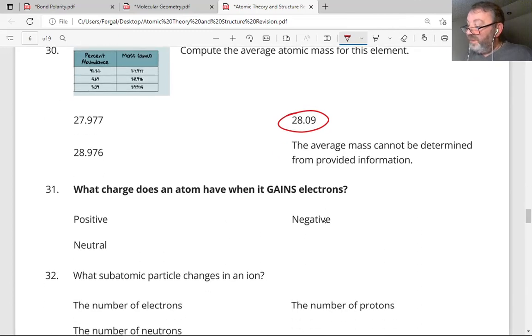Okay, the average mass cannot be determined. Of course it can, because once you have the mass of the isotope and the relative abundance, you multiply the two, add them all together, and that's your answer.